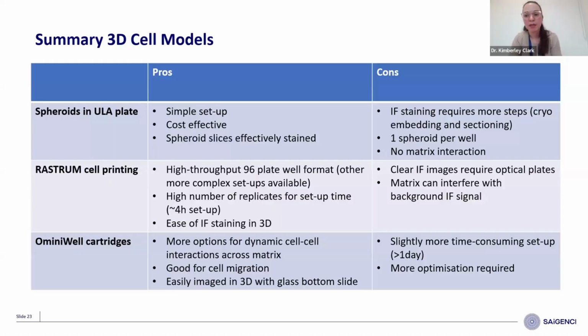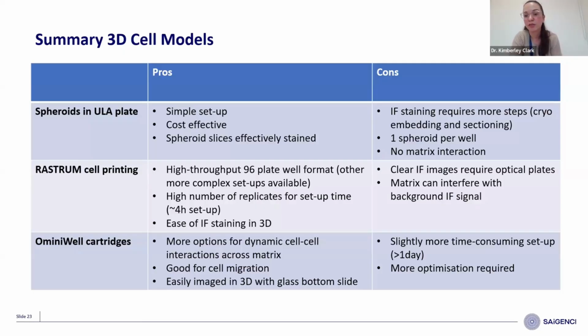And so I feel like I might have sped through this a little bit, but it does leave us some time for questions. I just wanted to summarize where our different models have been utilised and some of the pros and cons for each of those, and how that might come into the consideration when you're choosing which models to start with or to answer the next research questions. So we use the spheroids in an ultra-low adherent plate as a good starting point.